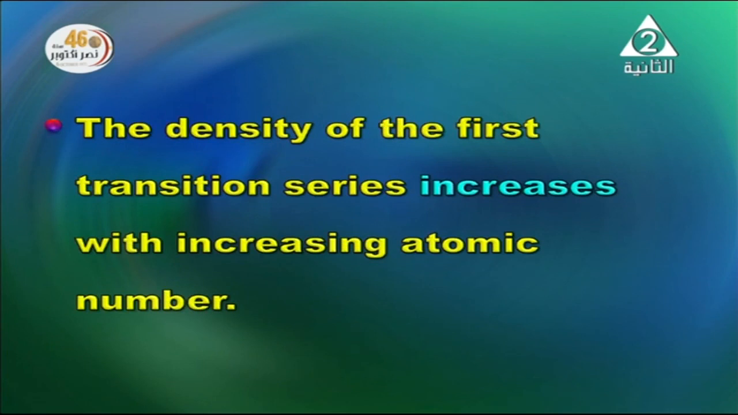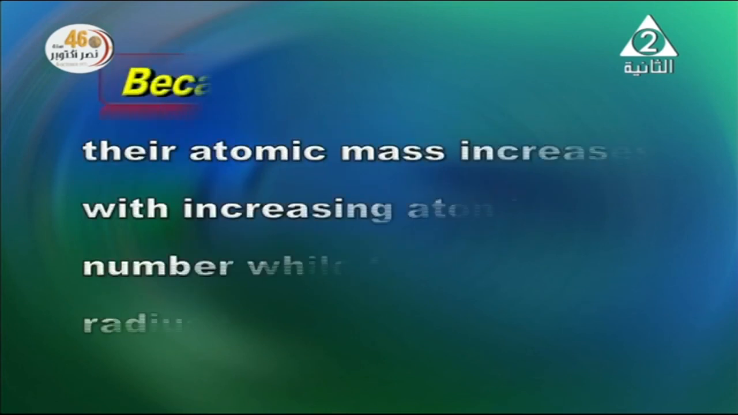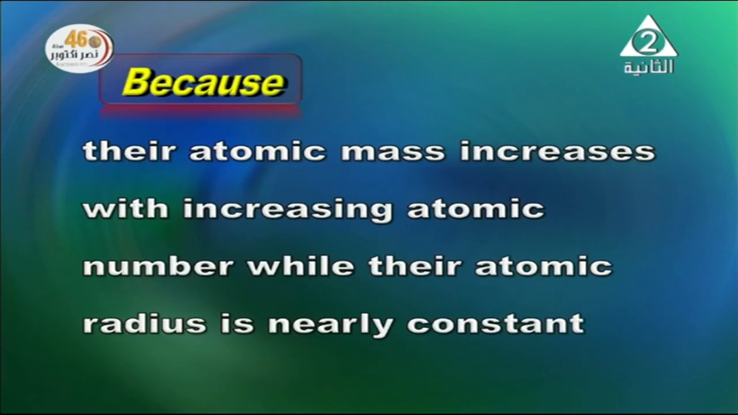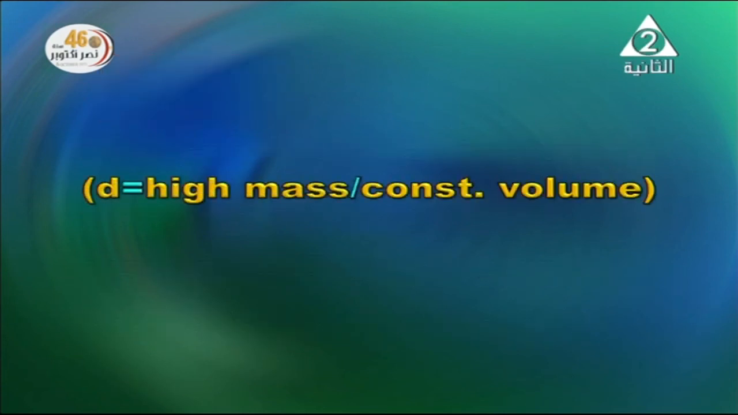Next point. The density of the first transition series increases with increasing of atomic number. The reason for that is because the atomic mass increases with increasing of atomic number while their atomic radius is nearly constant, as density equals mass over volume, which is high mass over constant volume.